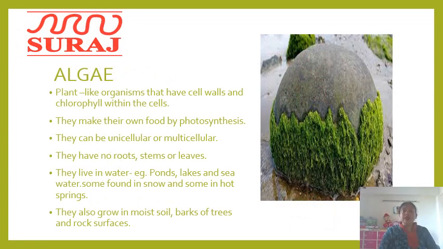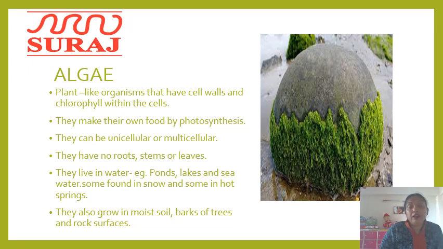Next microorganism is algae. What are algae? Algae are plant-like organisms. They have cell walls and chlorophyll within the cells. Now, I have given you a picture over here. Can you see this? What is the color? Green in color. Why is it green in color? Because it has chlorophyll present in it. So if an organism has chlorophyll in it, definitely what can it do? Photosynthesis. So algae are not plants, but they are plant-like organisms. And because they have chlorophyll, they can do photosynthesis and they can make their own food like the plants.